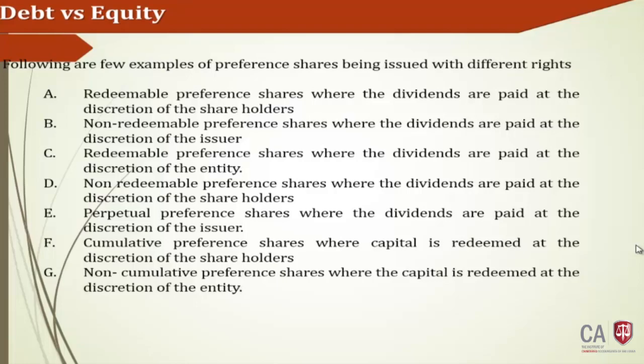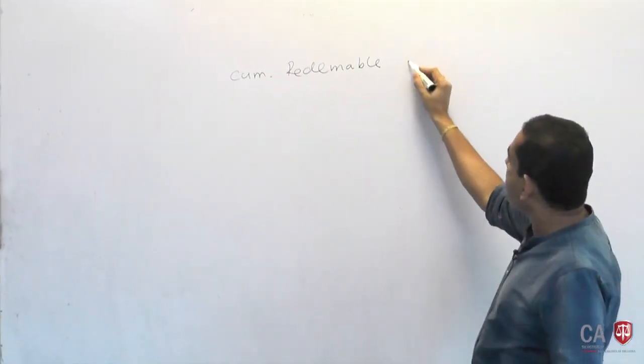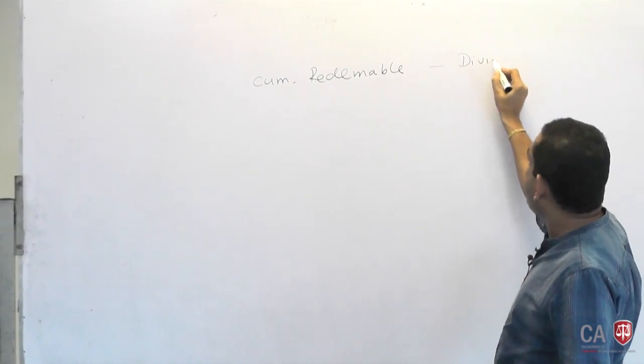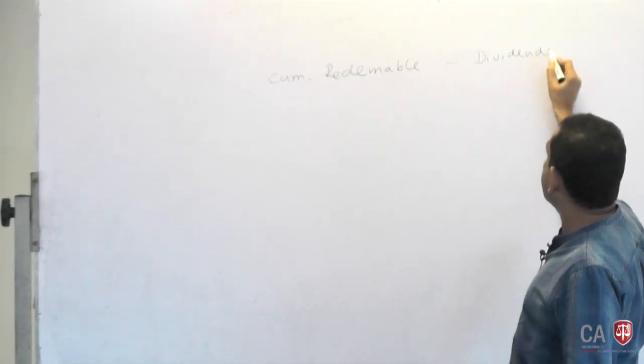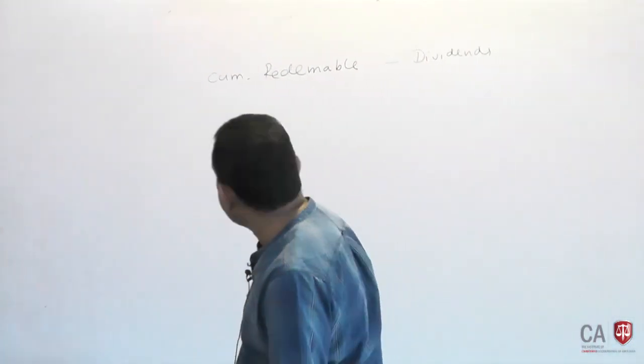Before we get on with the discussion, just to add a small thing: cumulative redeemable preferentials are a financial liability, and dividends are recognized in profit and loss as a finance charge. It is not in the equity statement.